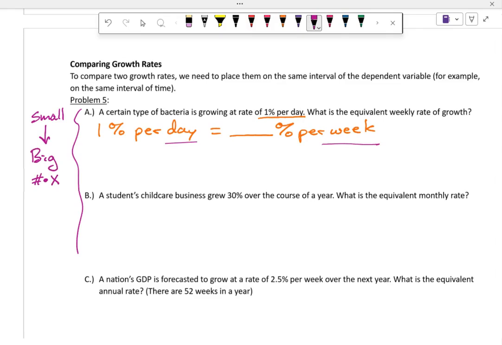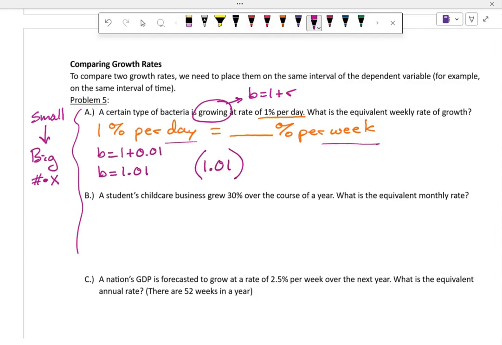Now, what do I mean by that? Well, let's go ahead and look at this. So I have 1% per day. This is growing. That's what it says here. So that should be B equals 1 plus R, correct? B equals 1 plus R? We good with that? So my B in this one should be 1 plus 0.01. Are we good with that? So that'd be 1.01.